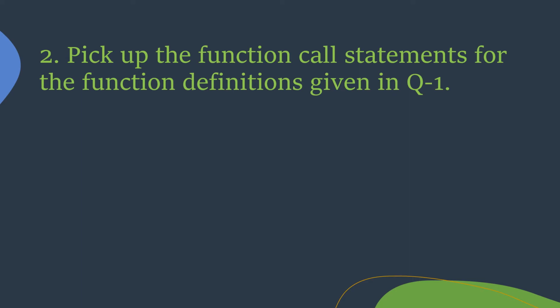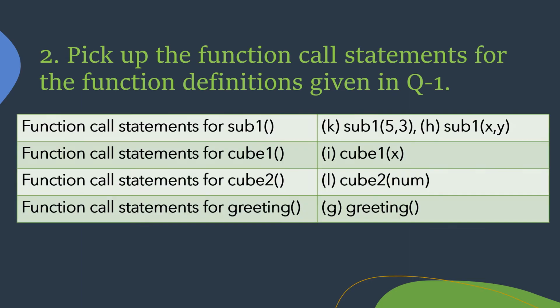Now pick up the function call statements for the function definitions given in question number 1. So you can say the function call statement for sub1 can be the options K and H, sub1 of 5 comma 3 and sub1 of x comma y, because these two function calls have two parameters, because in our function sub1 there are exactly two arguments. So while calling the function also you have to pass the corresponding parameters. So you can see these are the two possible function call statements for the first function sub1.